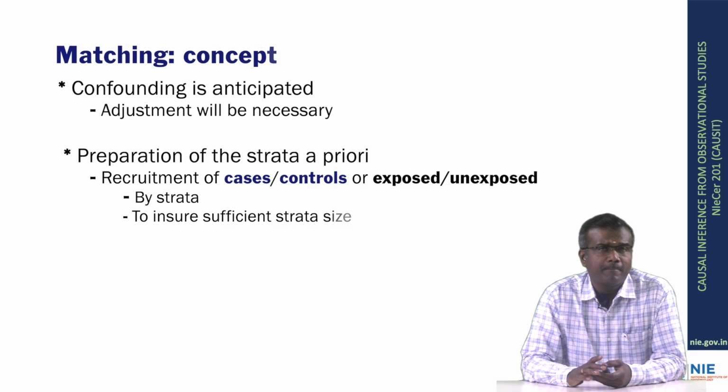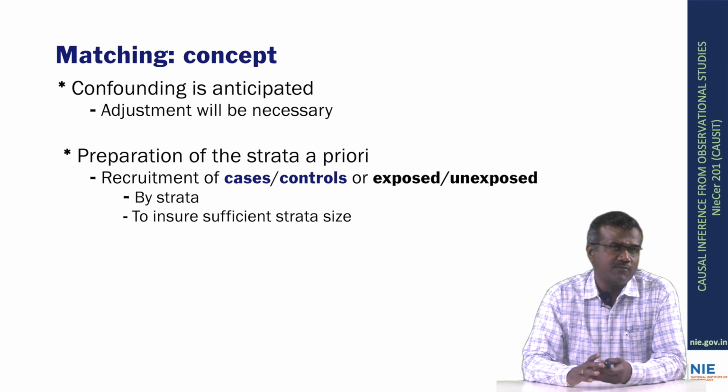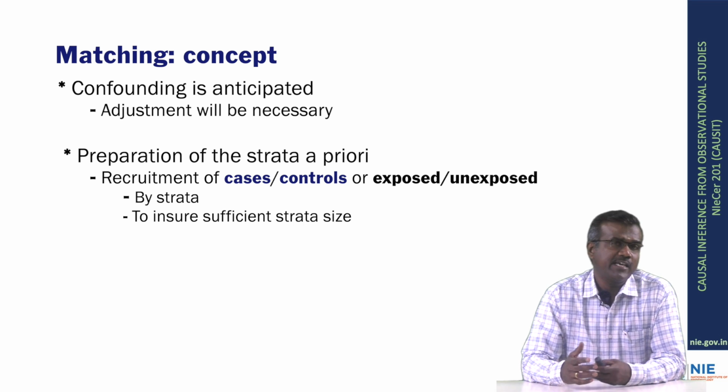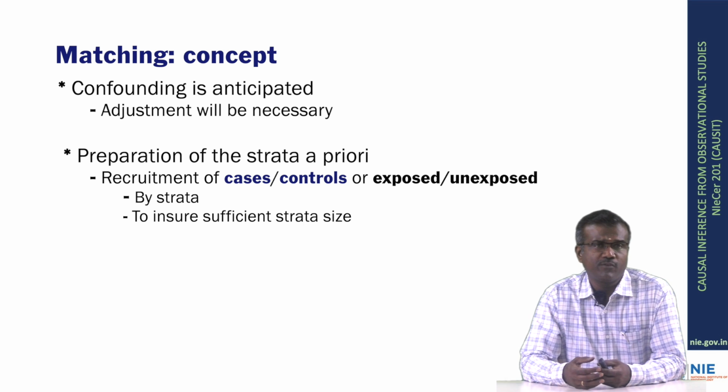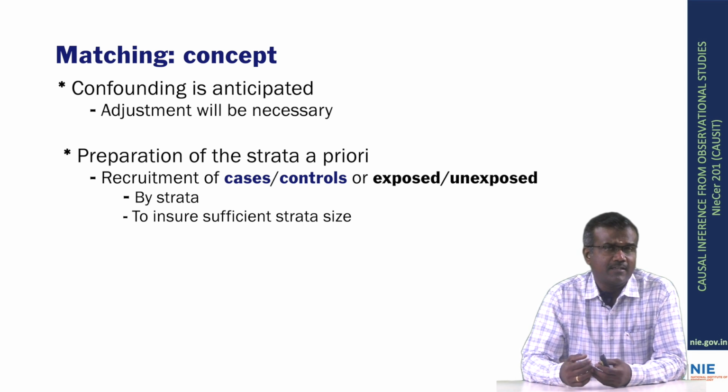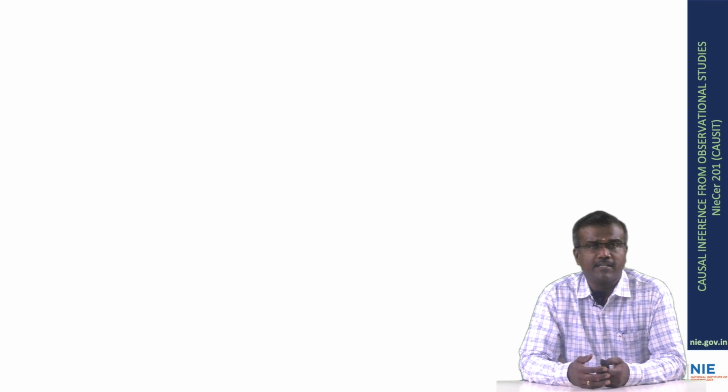As a concept, matching is to control confounding. Therefore, confounding is anticipated and adjustment will be necessary. Therefore, we prepare the strata a priori so that the recruitment of cases and controls, or exposed and unexposed, is done by strata in order to ensure sufficient size in each of the strata.